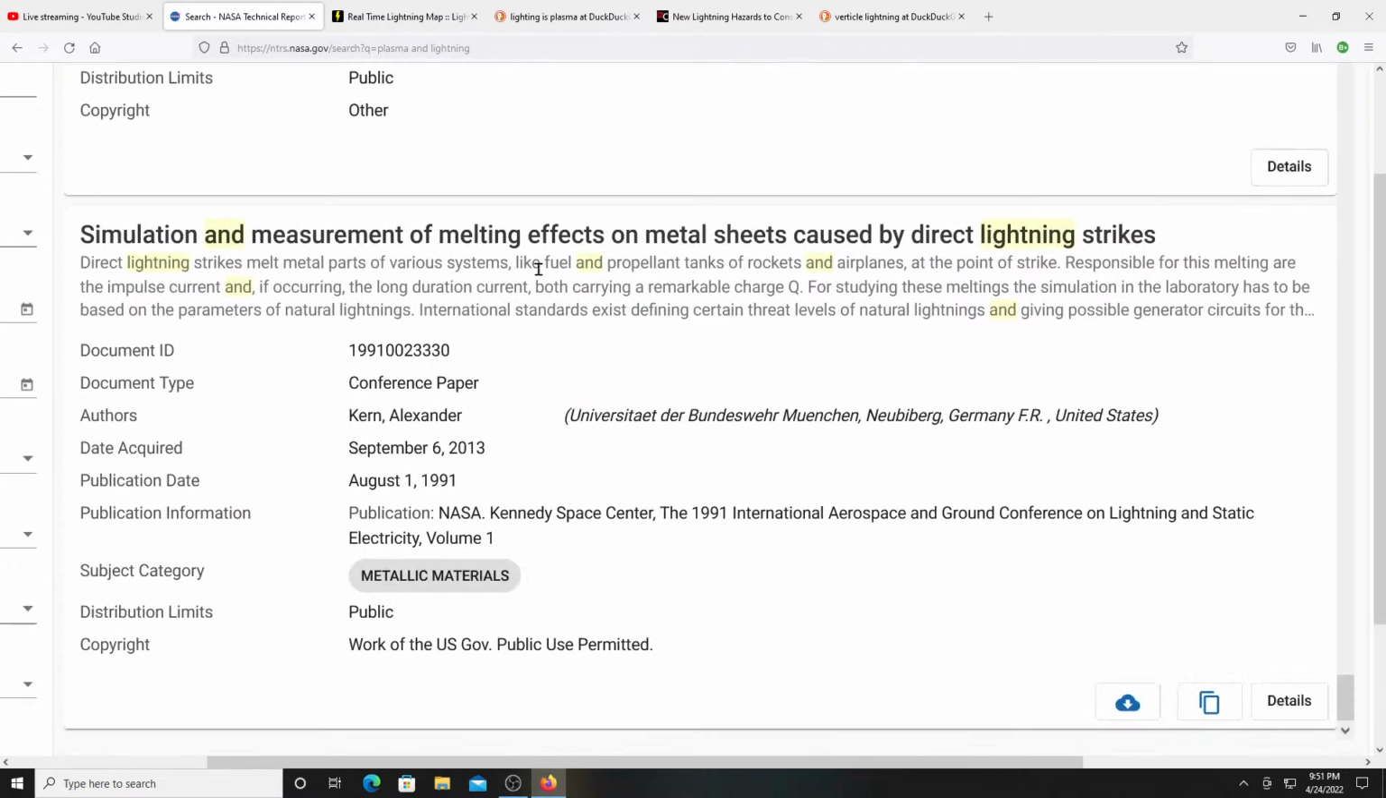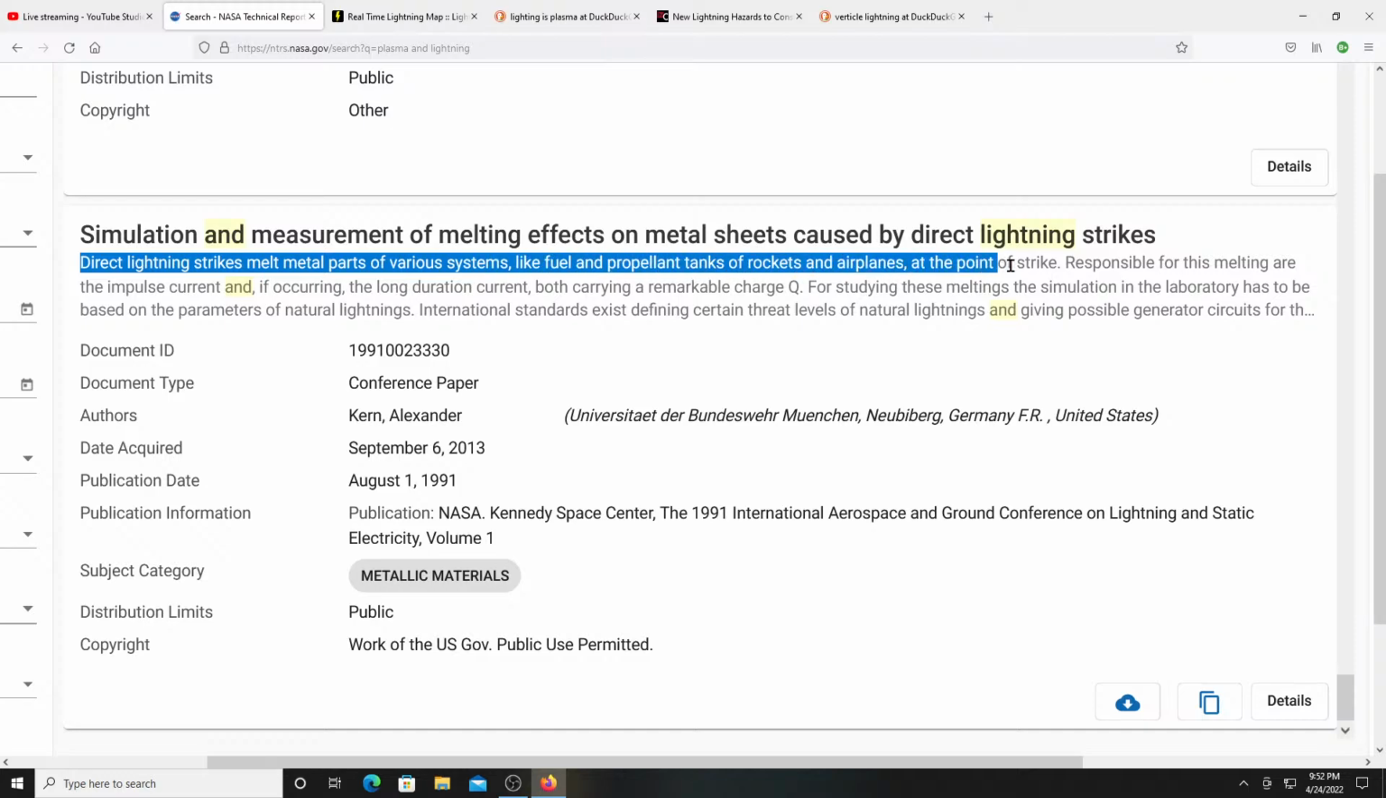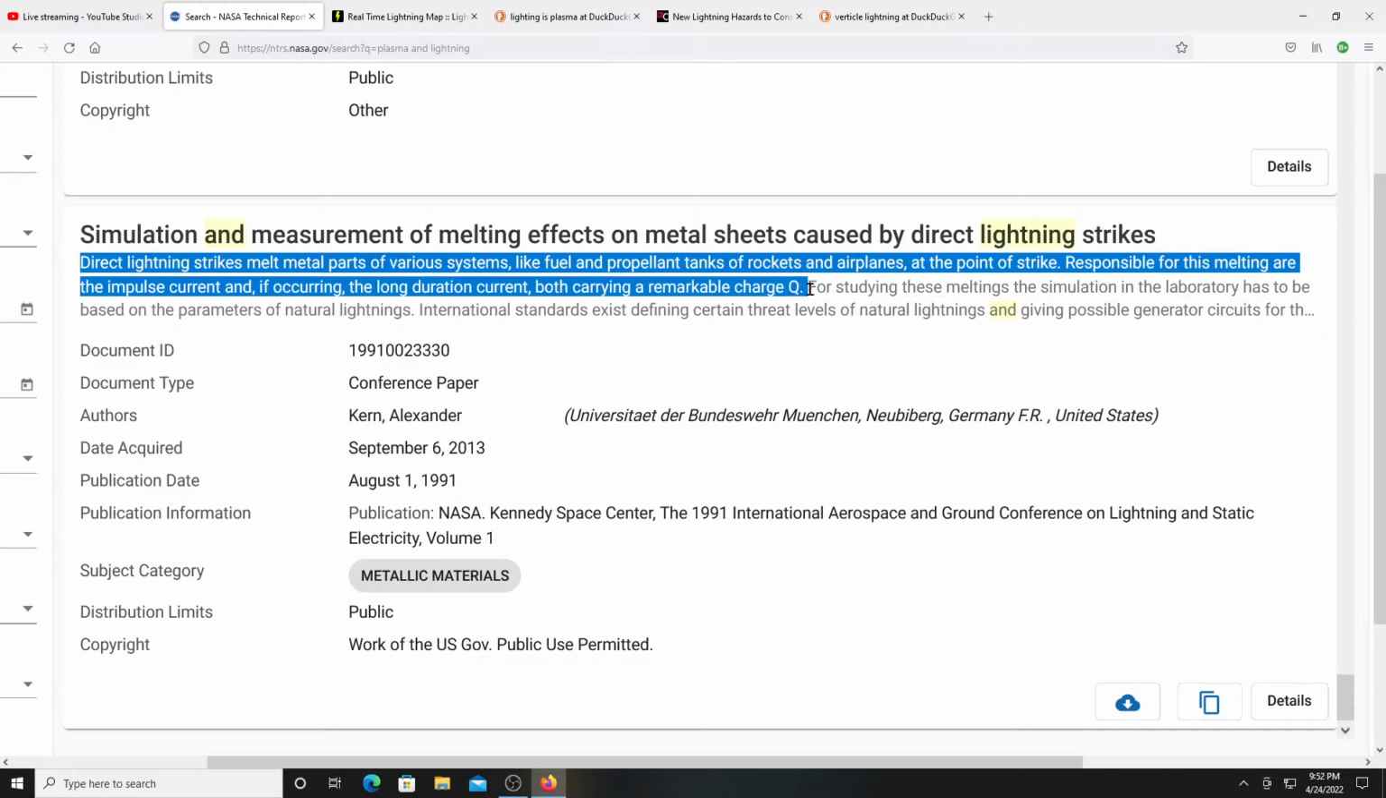Oh my gosh, you want to melt metal. A direct lightning strike melts metal parts of various systems like fuel and propellant tanks of rockets and airplanes at the point of the strike. Responsible for this melting are the impulse current and, if occurring, long duration current, both carrying a remarkable charge Q.